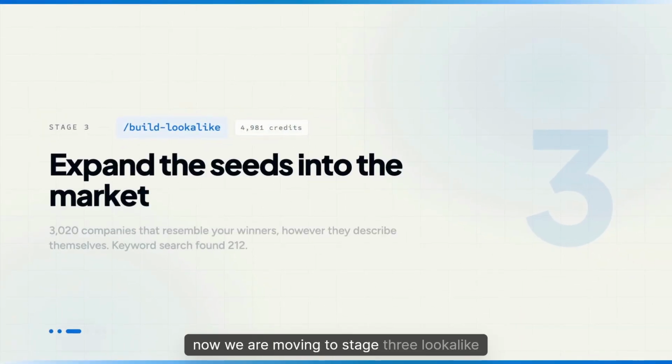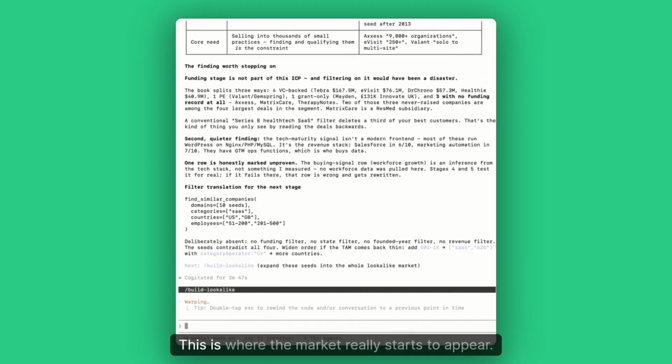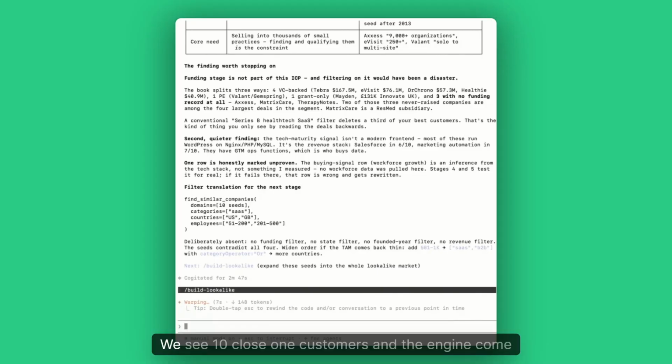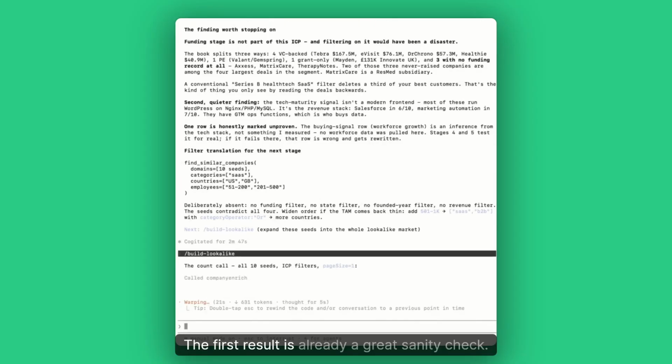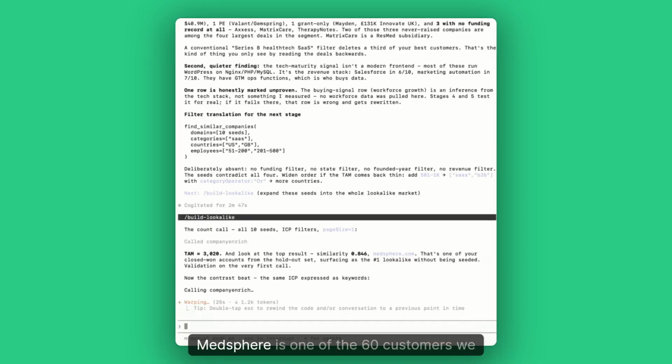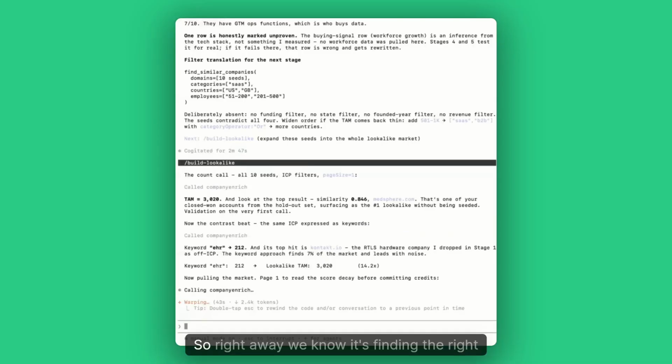Now we are moving to stage 3, lookalike expansion. This is where the market really starts to appear. We seed 10 close-won customers, and the engine comes back with 3,020 lookalike companies. The first result is already a great sanity check. Matt Shafir is one of the 60 customers we intentionally held back, and it came back as the first lookalike without ever being shown to the model. So right away, we know it's finding the right pattern.